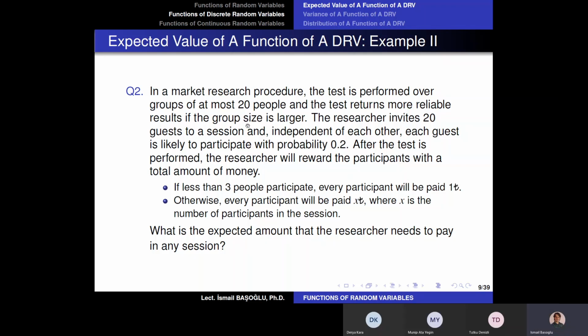For example, if you find a group with 20 members, then you are going to get very, very good results from that test. However, if the size is smaller, for example, if you can only find 5 people, then the results in this test are not going to be very reliable. The larger the size of the group, the larger the reliability of the test results. Now, the researcher invites 20 guests to a session, and independent of each other, each guest is likely to participate with probability 0.2.